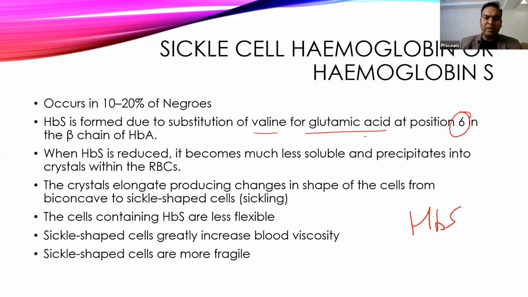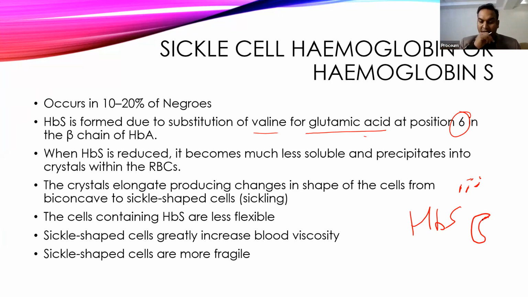And this HbS hemoglobin has a typical property that it can easily precipitate. It is much less soluble compared to HbA, so it can easily precipitate. And this precipitation is enhanced by low oxygen saturation. So whenever there is a little bit of hypoxia, it will cause precipitation. Once the precipitation occurs, the hemoglobin forms elongated structures, and the elongated shape makes the biconcave RBC into a rigid sickle cell RBC. And this mechanism is called sickling of the RBC.